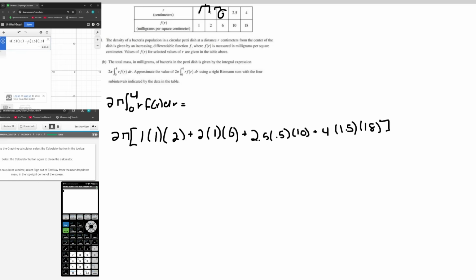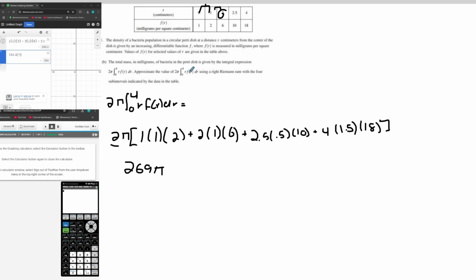And then we would multiply all of this, 134.5, by 2, right? That's this 2. So our answer would be 269π, okay? And does it tell us to interpret it? It looks like the answer there is no. So we would just say it is 269π.